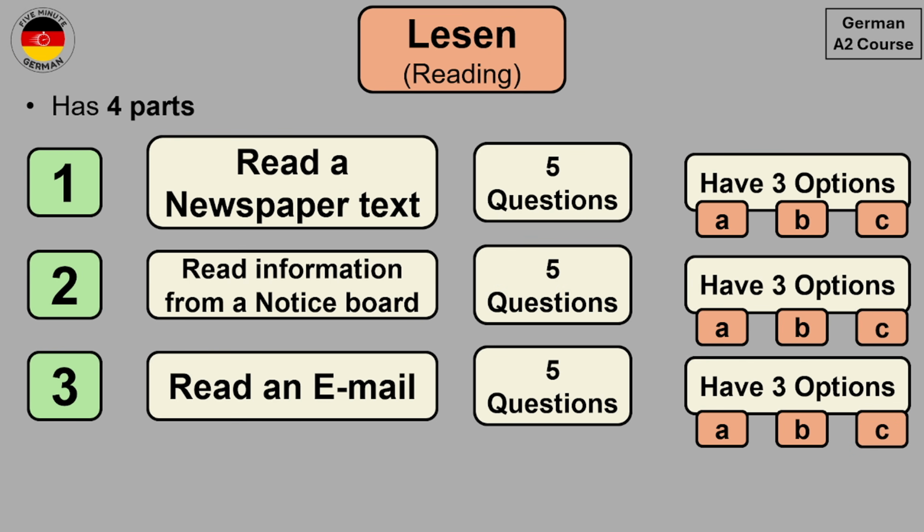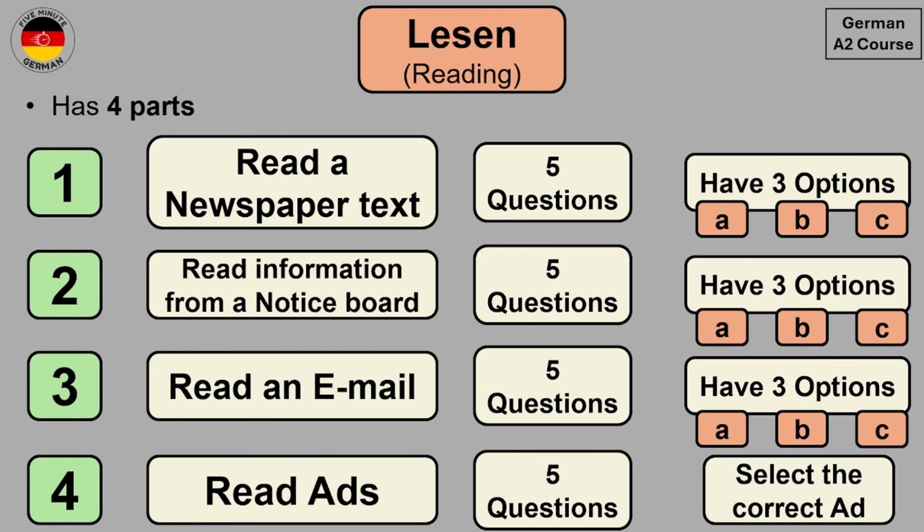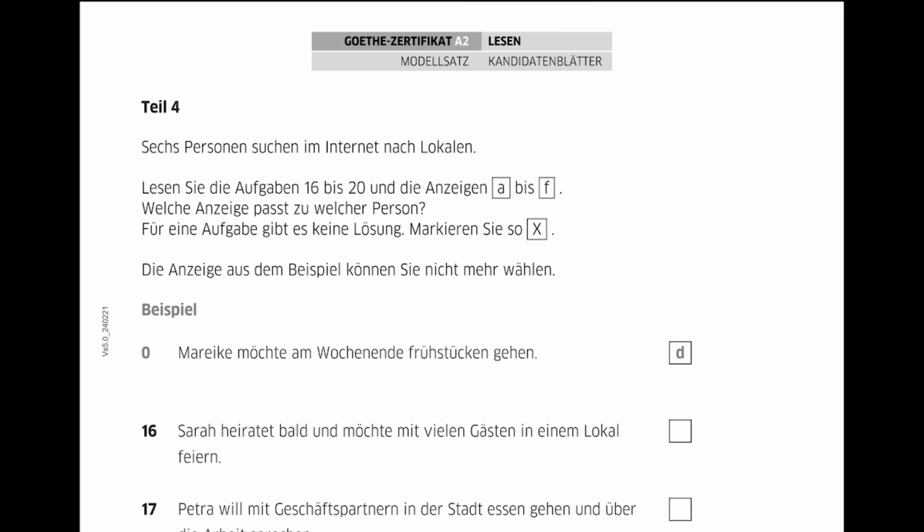Then in part number 4, you will have to read different advertisements. And over here, you will also have 5 questions. And depending on the statement, you will have to select the correct ad. So let's take a look at this part as well. So here we are on Teil 4. And it is written, 6 Personen suchen im Internet nach Lokalen. 6 people are searching in the internet for different shops.